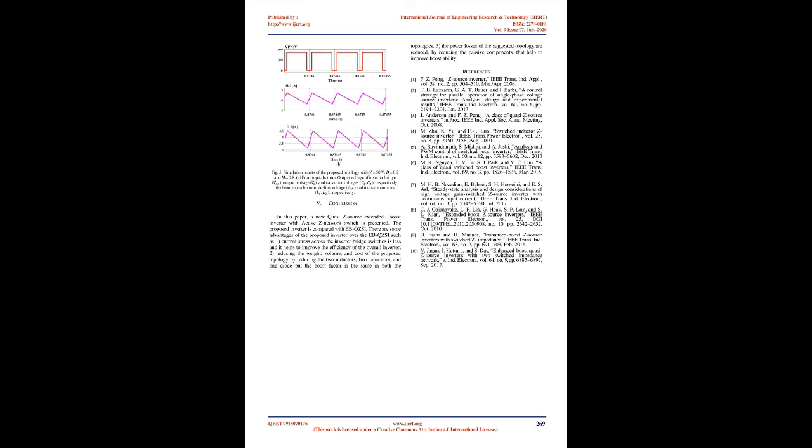The conclusion. In this paper, a new Quasi-Z-Source extended boost inverter with active Z-network switch is presented. The proposed inverter is compared with EB-QZSI. There are some advantages of the proposed inverter over the EB-QZSI such as: 1. Current stress across the inverter bridge switches is less and it helps to improve the efficiency of the overall inverter. 2. Reducing the weight, volume, and cost of the proposed topology by reducing 2 inductors, 2 capacitors, and 1 diode, but the boost factor is the same in both the topologies. 3. The power losses of the suggested topology are reduced by reducing the passive components, which helps to improve boostability.